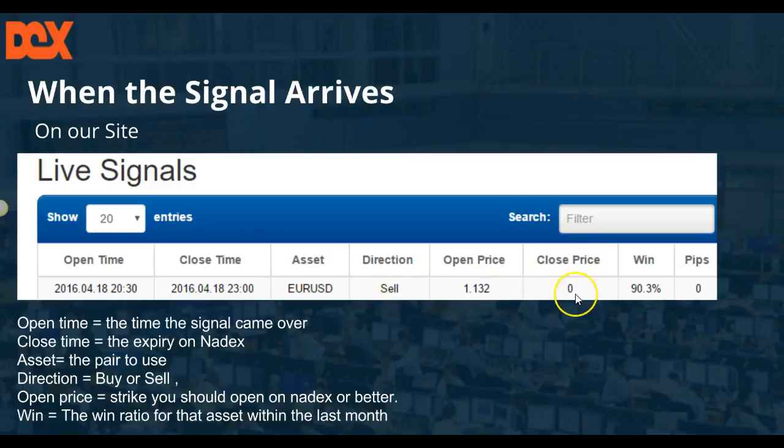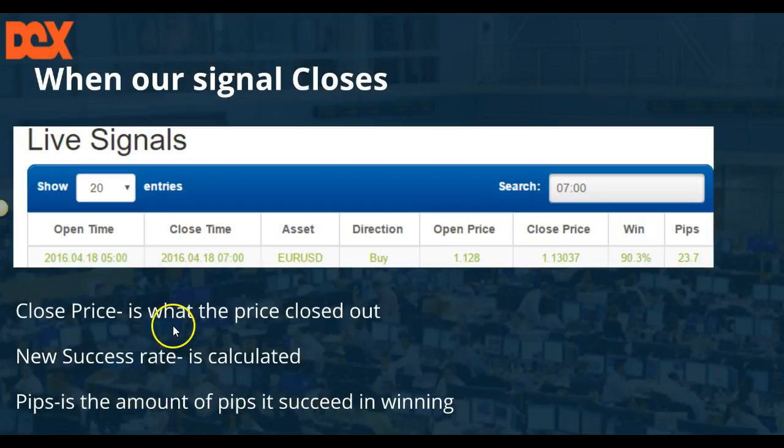This close price is set to 0. The win rate is what the win rate was before this actual signal was released. So this one was at a 90.3% success rate on this pair for the last 30 days. The pips is set to 0 because it hasn't closed yet. Once it closes, it'll update. When our signal closes, it simply has a close price, the current price that it closed out at.